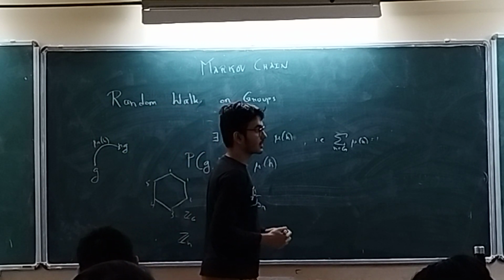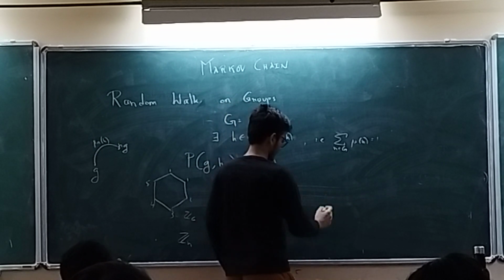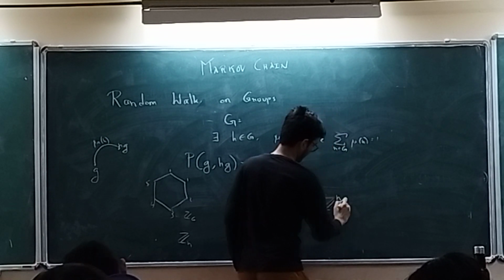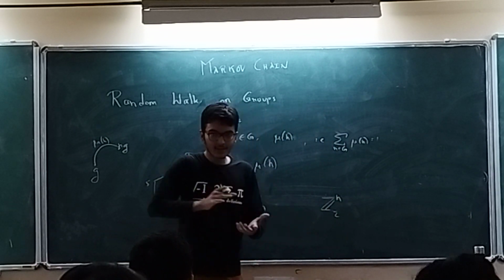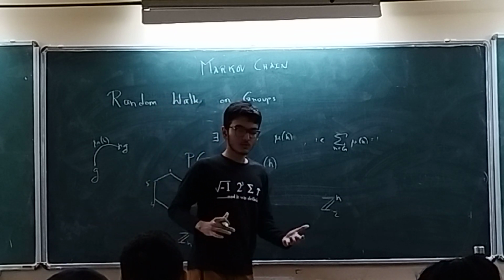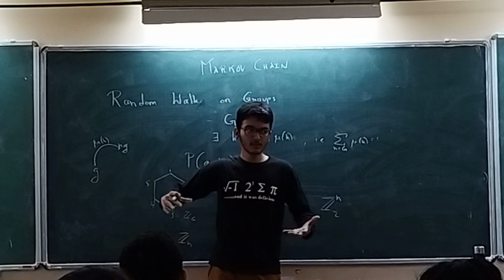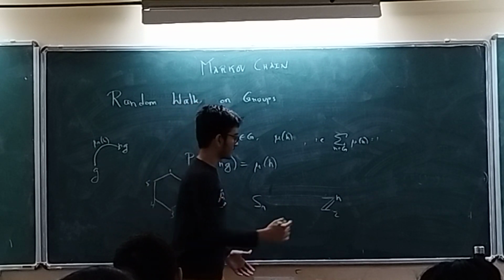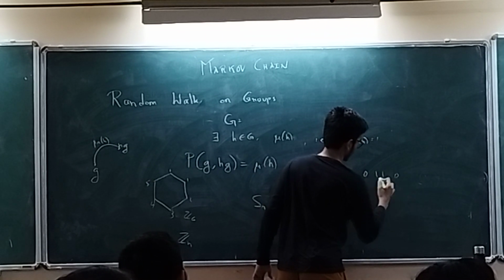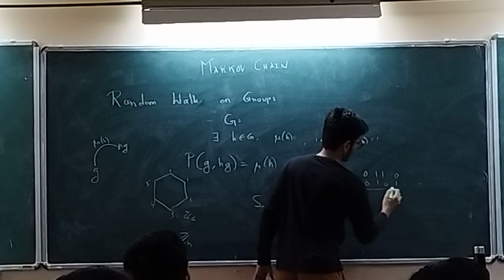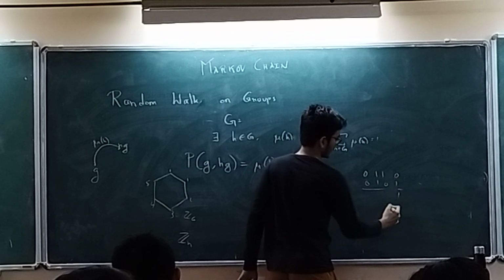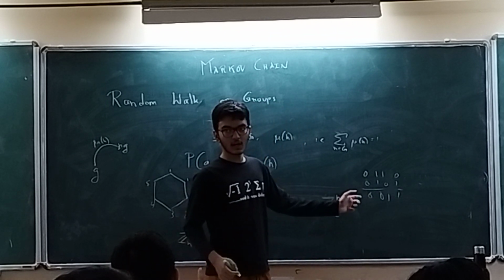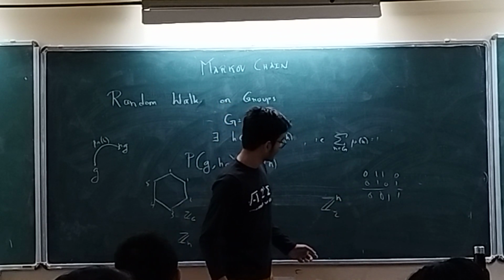So this is an example. What else? Let's take this. This is a direct product of Z2. If someone doesn't know what a direct product is, you can just think of this as n bits, and you add 2 bits modulo 2. That is, if you have 0, 1, 1, 0 and 0, 1, 0, 1, then what is the addition operation here? You just add coordinate-wise.